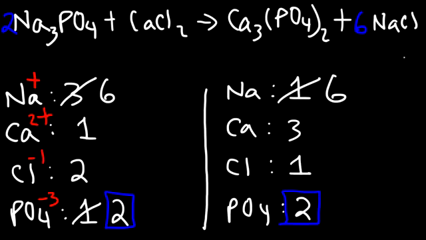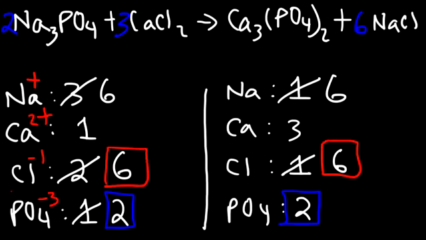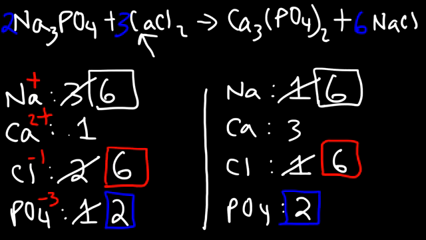Now, by putting the 6, we change the number of chloride ions on the right side. So this is now 6, which means we need to change this number. 2 times 3 is 6. So we need to put a 3 in front of calcium chloride to make this equal to 6. So now these two are the same, and these two are also the same. The last thing we need to do is balance the number of calcium atoms. And by putting the 3 here, it's already balanced. So this number changes to a 3. And thus, that is it.